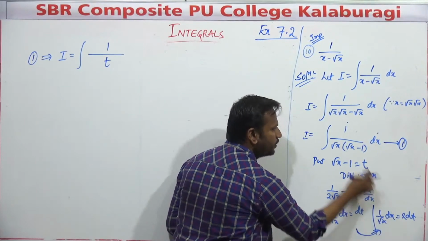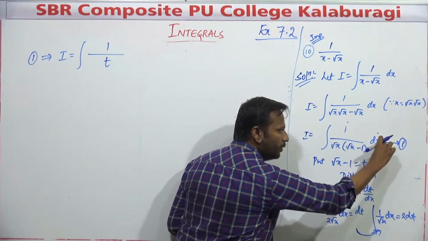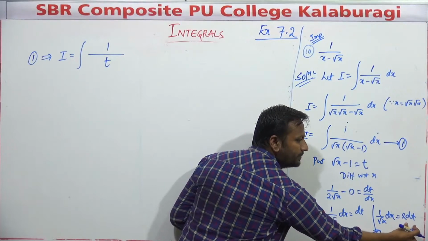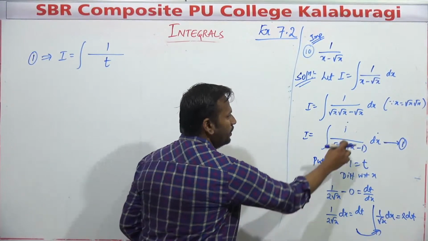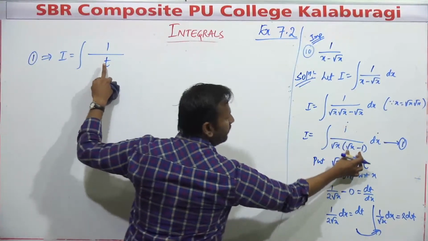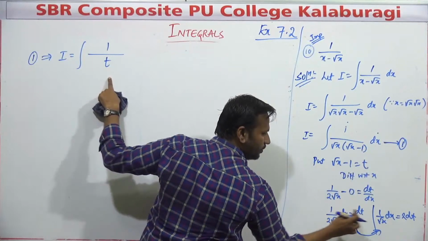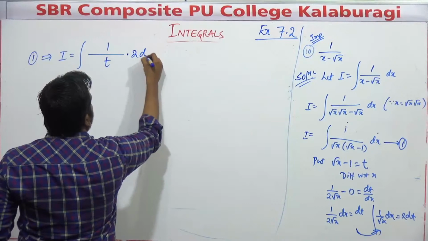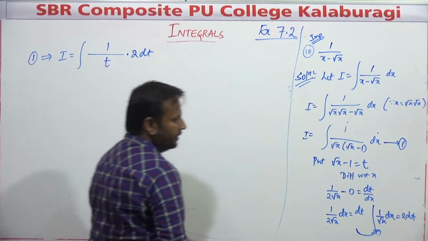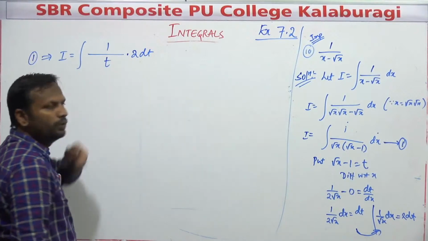So 1 by root x is left out, and dx is also left out. 1 by root x dx is what here? 2 times dt. We did right? Yes or no? So replace 1 as it is. This one we replaced as t, and 1 by root x dx is 2 times dt. Replace all these things. What happens? 1 by t, 2 dt.